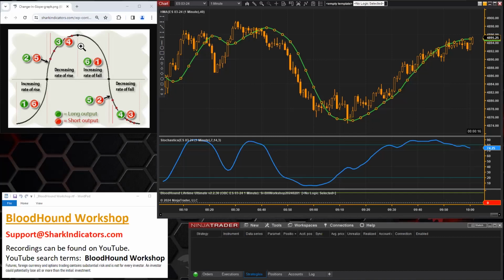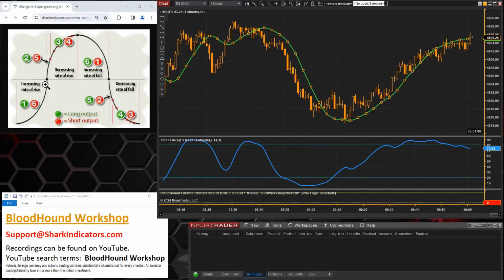Have no doubts, this solver cannot predict when an indicator is going to roll over. It's just analyzing the angle or the slope of the indicator that you're analyzing, and it tells you where it is within this curvature. So let's go over the numbers here.